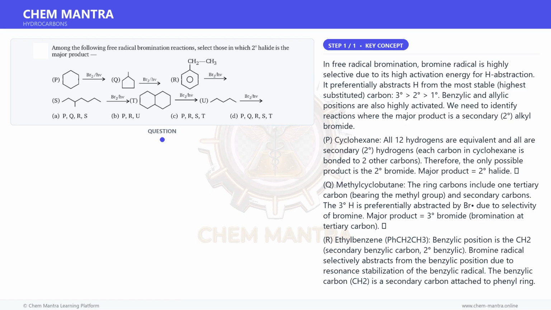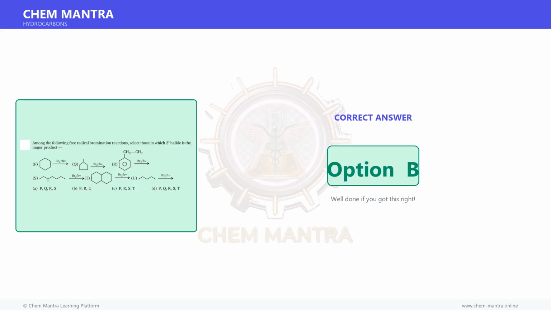Option A: P, Q, R, S includes Q, a 3 degrees product, and S, a 3 degrees product, and excludes U. Incorrect. Option B: P, R, U matches our analysis. Correct. Option C: P, R, S, T includes S and T, 3 degrees products. Incorrect. Option D: P, Q, R, S, T includes Q, S, T, 3 degrees products. Incorrect. Therefore, the correct answer is option B.